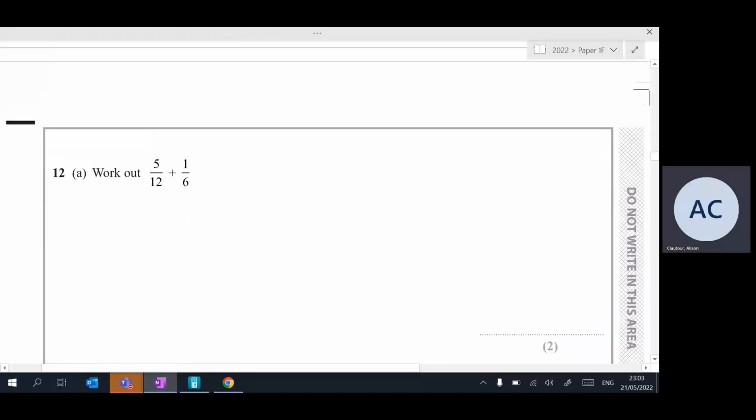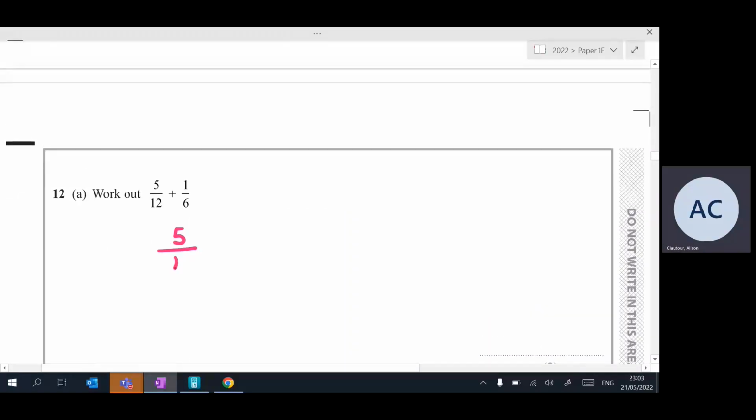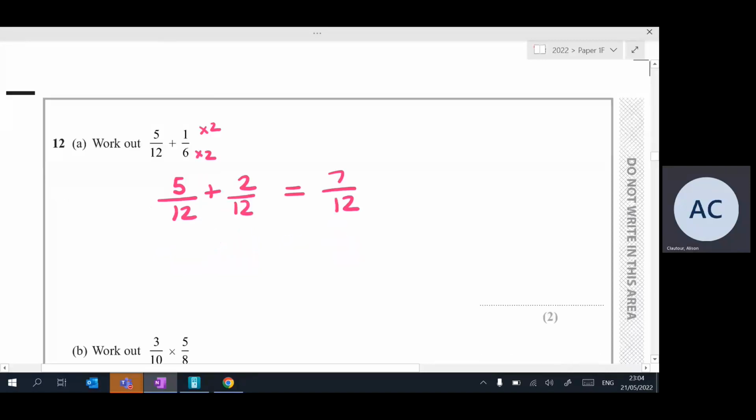Number 12, adding fractions. Remember, if you're adding fractions, you want to have the same denominator. So I'm going to have to turn the second fraction into twelfths. That gives me 5 twelfths and 2 twelfths is 7 twelfths.